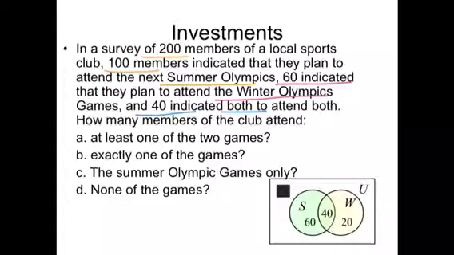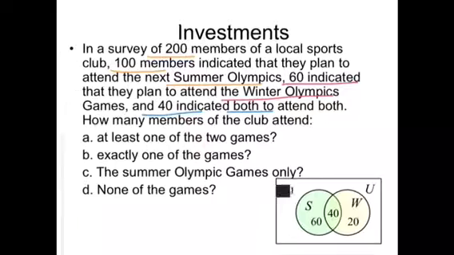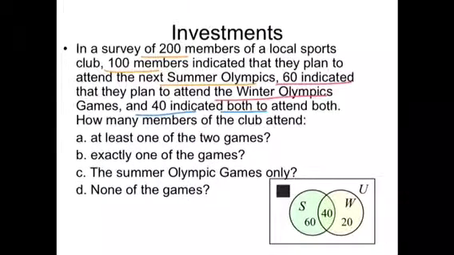And finally, if we had a total of 200 people and we've already counted a total of 120, that means there are 80 people in this club that did not go to the Winter or Summer Olympic Games. So now we can answer our questions. They went to at least one of these two games. So that means they could have gone to the Winter Olympic Games or the Summer Olympic Games or both. So we have all three of our numbers to add together, giving us 120.